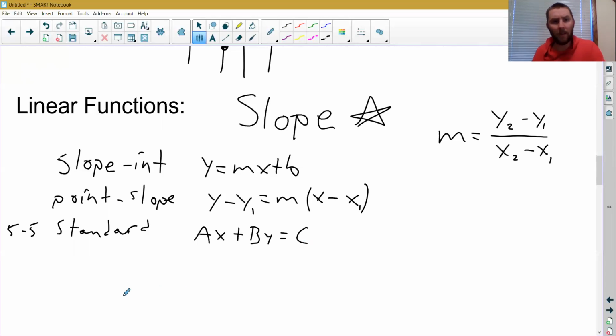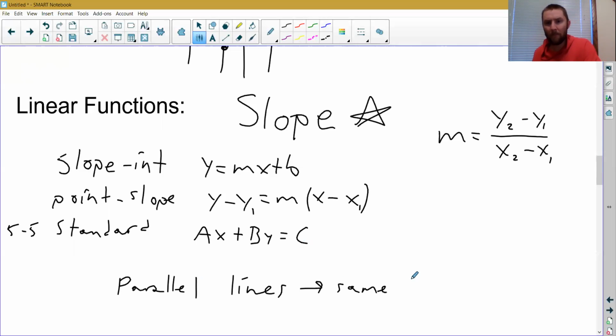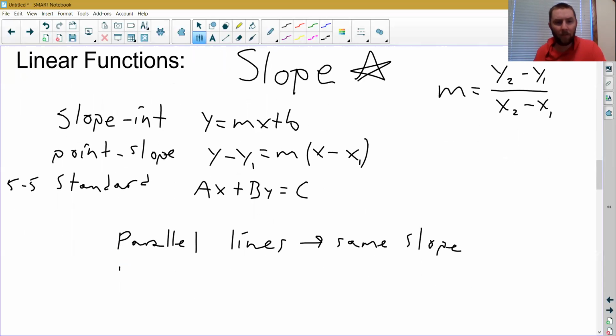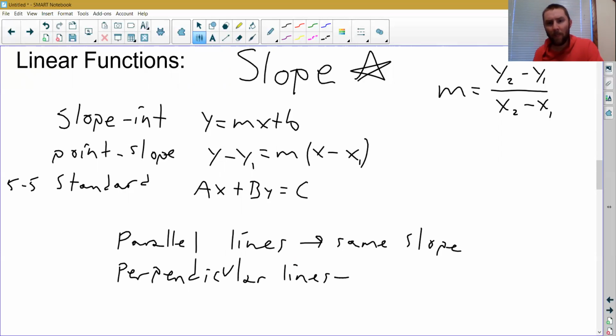And then in the next section, we talked about slopes specifically of parallel and perpendicular lines. So parallel lines, remember, have the same slope. And perpendicular lines have opposite reciprocal slopes.